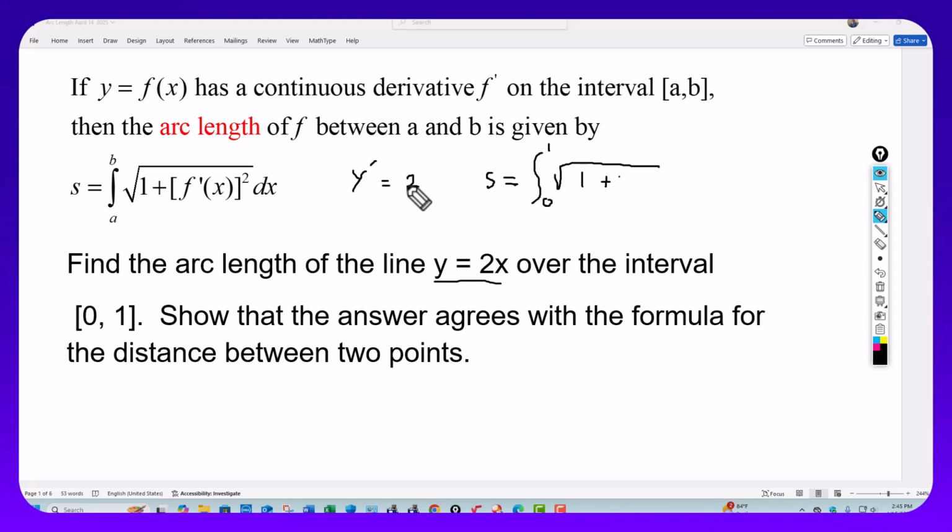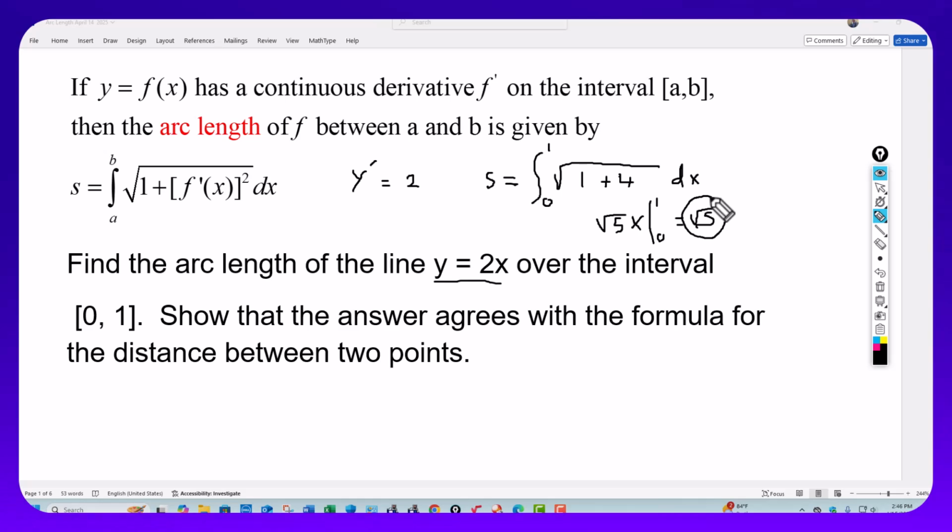So in our case, we got 2, and then you square it. So that's going to give us 4. This is dx. So this is then just the square root of 5. We integrate with respect to x, so it'll be square root of 5 x, evaluated from 0 to 1. Evaluate at 1, we get square root of 5, and then minus the value at 0, which is 0, so this is just going to give us the square root of 5.